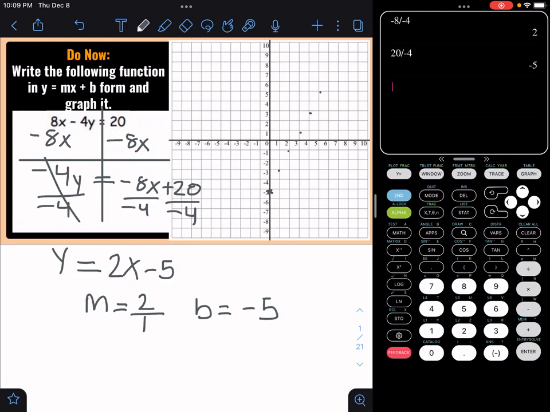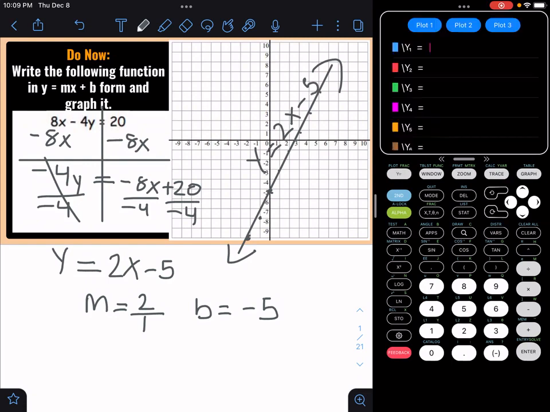All right, that's probably good. And now I could start going down 2, left 1, down 2, left 1. And now I will connect these points. That was a very bad straight line. I will connect these points. I'll put some arrows, and I could graph it by saying y equals 2x minus 5.